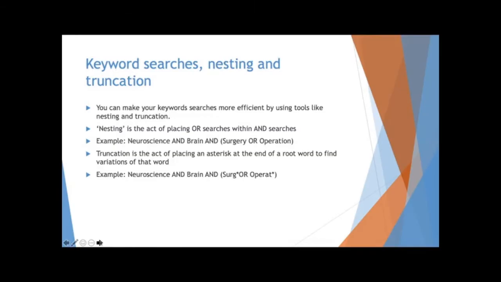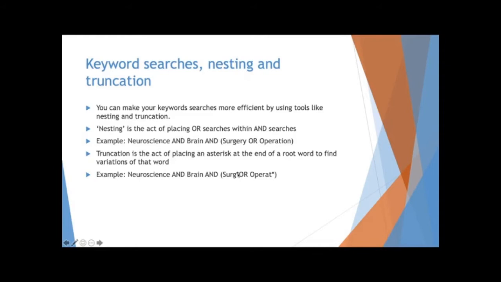So one thing to keep in mind is that using keywords is incredibly crucial. But you can also use keywords in more efficient ways in order to save the amount of actual searches that you end up doing. So for example, we have a couple of tools that you can use. There's one called nesting, which is really just the act of placing OR searches within AND searches, as you can see in my little example up here. And you can also truncate words in order to find variations of those words by using an asterisk at the end of the root word.